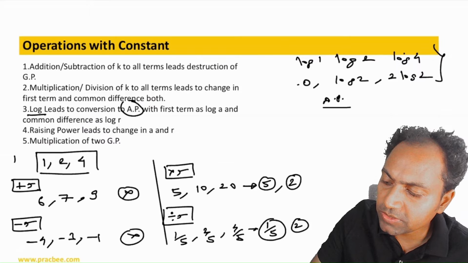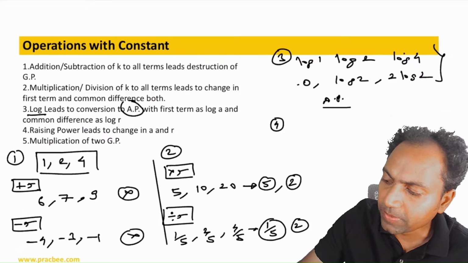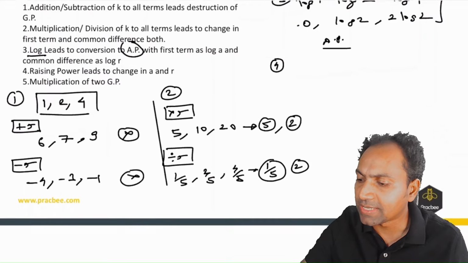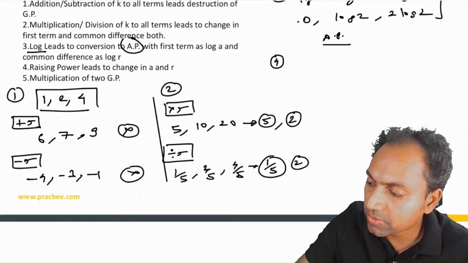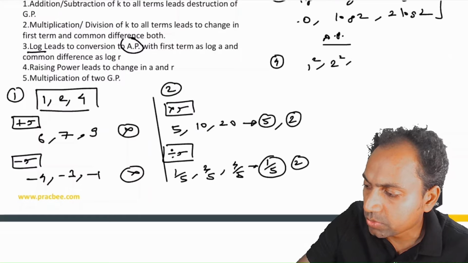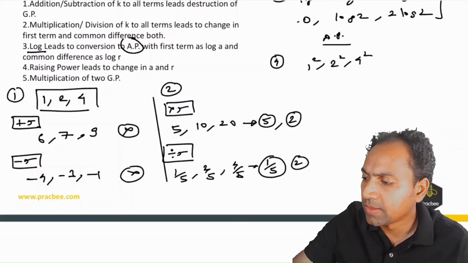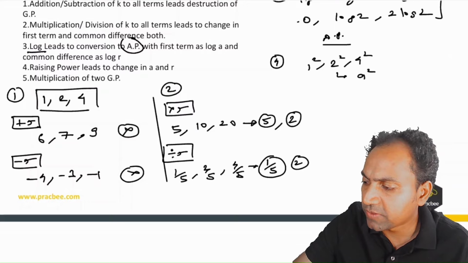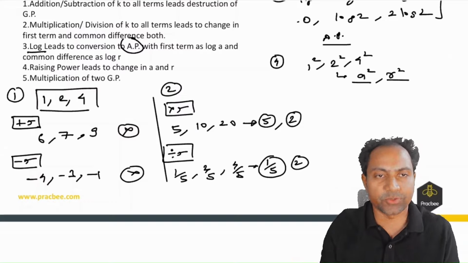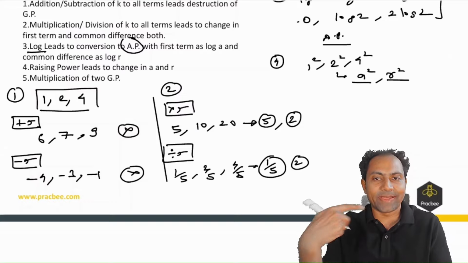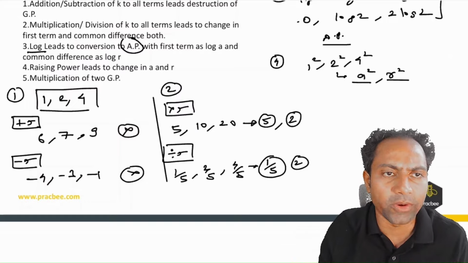This was the first property, this was the second property, this is the third property, and the fourth property goes ahead and says that if I raise the numbers to the power, so if I do 1 square, 2 square, 4 square, now you can see that what has happened is the initial term, the first term, becomes a square and r square. The common ratio also becomes r square. So whatever power you are going to raise, the same power will also be taken by a and r. This is a very important idea.